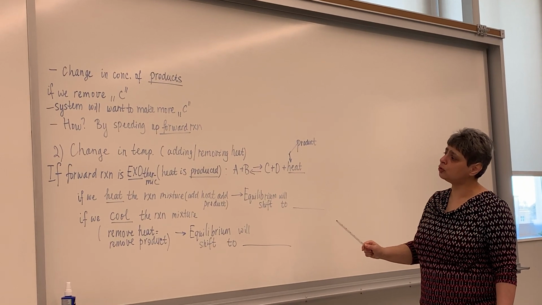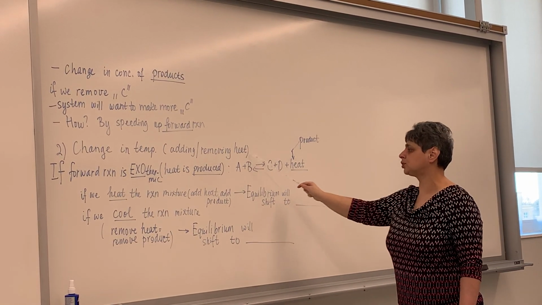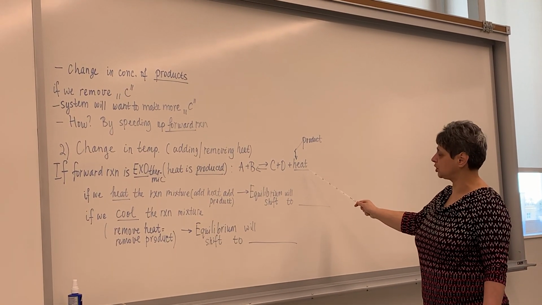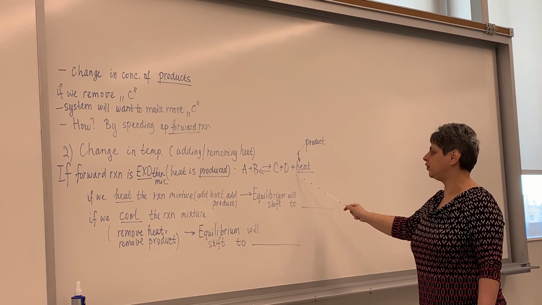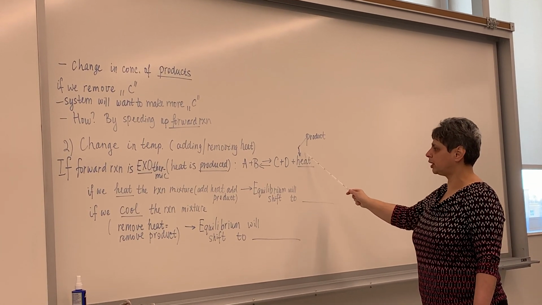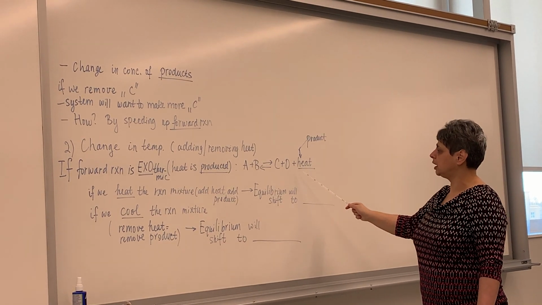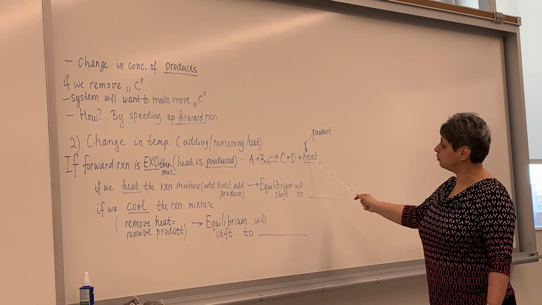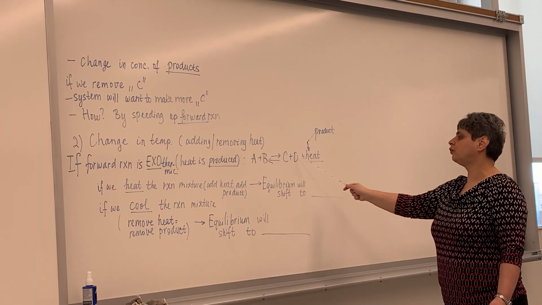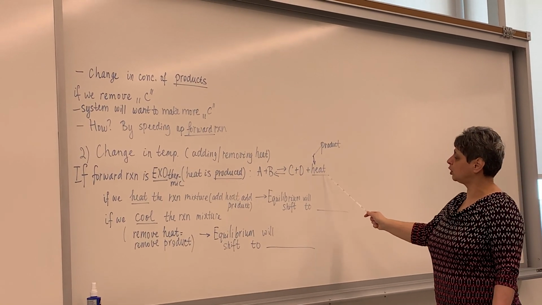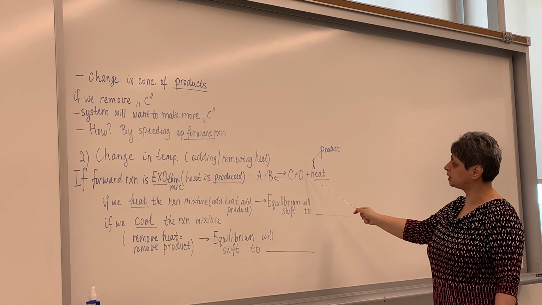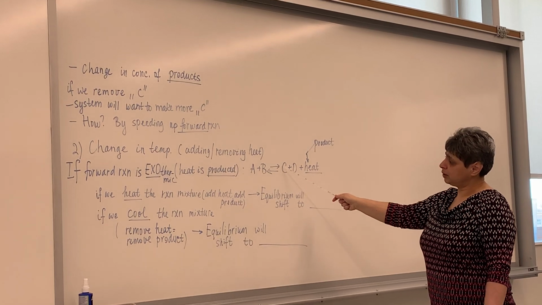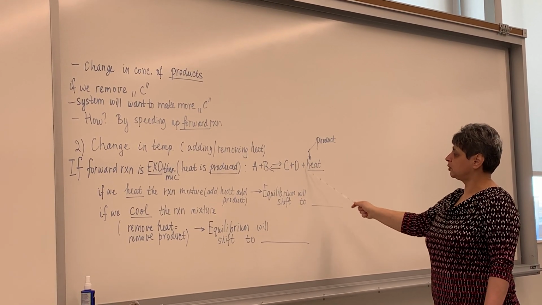Now, what if we were to cool our reaction mixture? Again, exothermic reaction, heat is a product, but now we're cooling our reaction mixture. If we're cooling the reaction mixture, we're removing heat. So we're removing the product. So if we're removing the product, the way the system will want to react is to make more heat. How can the system make more heat that we're removing? By speeding up the forward reaction. And therefore, if we're cooling our reaction system with an exothermic reaction, we would be shifting equilibrium to the right, speeding up the forward reaction and producing more heat.